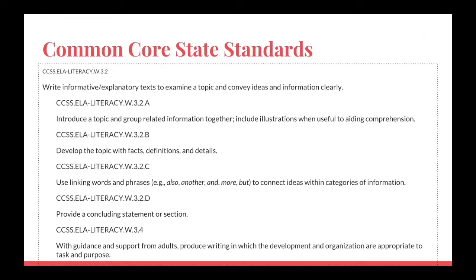Common Core state standards that address expository writing start in first grade with Standard W.1.2. It states that students will be able to write informative, explanatory text in which they name a topic, supply some facts about the topic, and provide some sense of closure. By third grade, that concept develops into the standard W.3.2, which says write informative/explanatory text to examine a topic and convey ideas and information clearly.